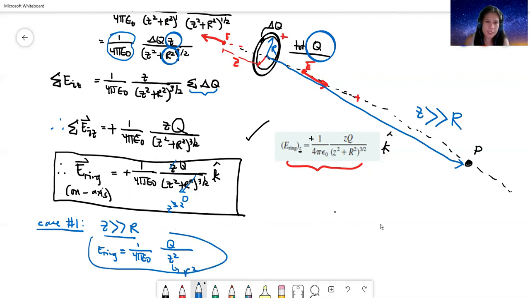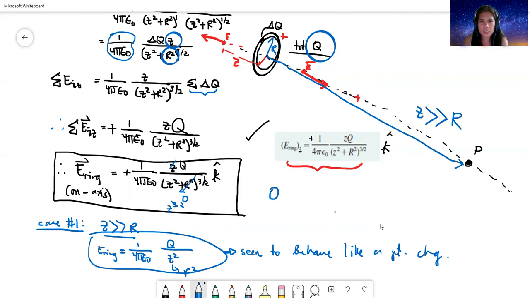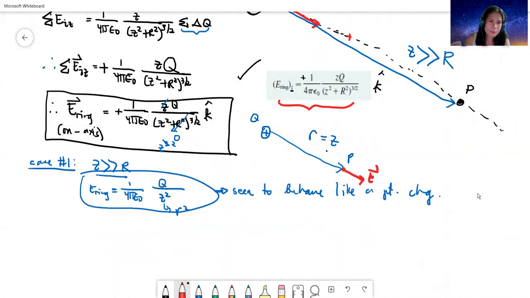So if you notice, 1 over 4 pi epsilon sub naught Q over r squared, the ring now is seen to behave like a point charge, as if it's a point charge. Kasi if you are calculating at a very far point, the ring will just look as if it's a point charge. You have your point charge Q, and then you want to determine it from here going here, and that's equal to your z. So at this point, the electric field will simply be away pa rin, and it's just like kQ over r squared. So correct pa rin siya. Therefore, we say that the equation here is correct.